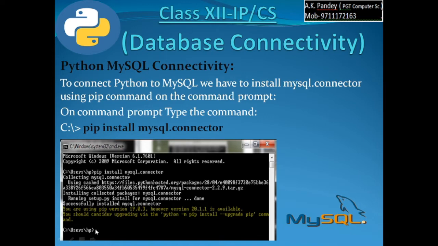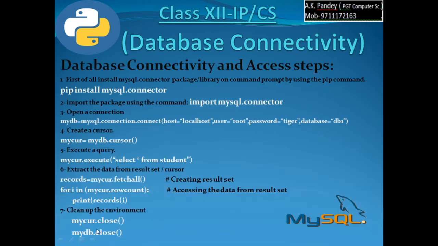Here you can write exit to leave the command prompt, and then here are the steps for how it will be done. Earlier you have studied 7-8 steps, and in this slide I have told especially the commands for how it will be done. So pip install mysql.connector, as I have already told you, is the first step for the installation of the package or library on the Windows command prompt.